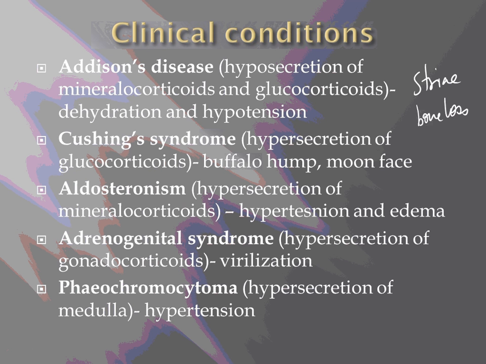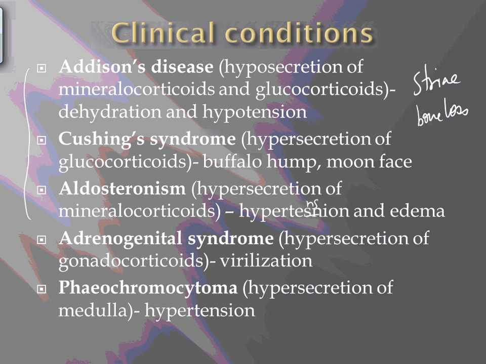The other condition is aldosteronism, where there is hypersecretion of mineralocorticoids, where you have hypertension. They have hypertension because now you're absorbing more sodium and with it water, and this is in the extracellular fluid. So it will be in the blood, so your blood pressure goes up. Also, there'll be edema because it's present on the outside of the cells. So these people look edematous. This has to do with the adrenal zona fasciculata and glomerulosa.